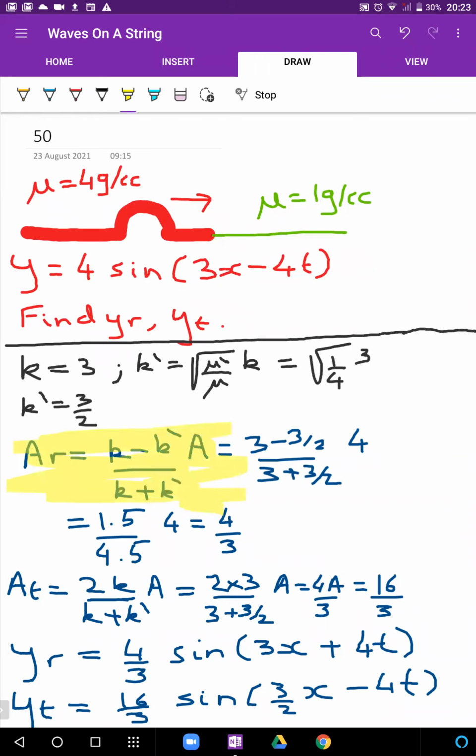ठीक है, फॉर्मूला में डाल दिया ar, k को डाल दिया 3, k dash को डाल दिया 3 by 2. So 3 minus 3 by 2 upon 3 plus 3 by 2 into 4. ठीक है, so that becomes 1.5 upon 4.5 times 4, and therefore this result becomes 4 by 3.